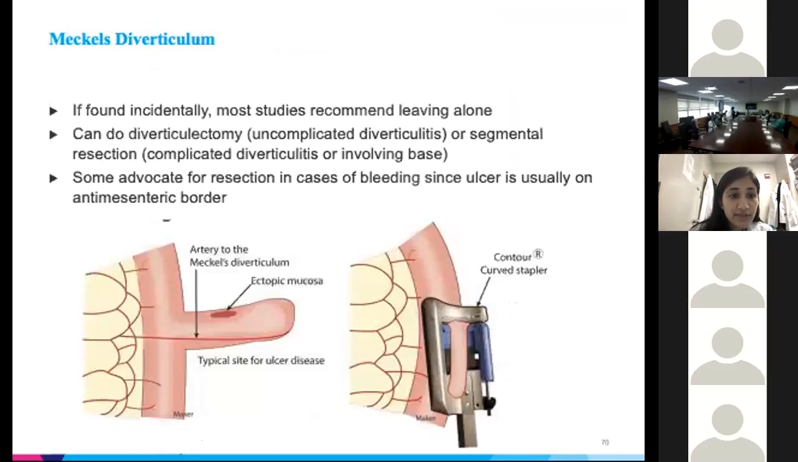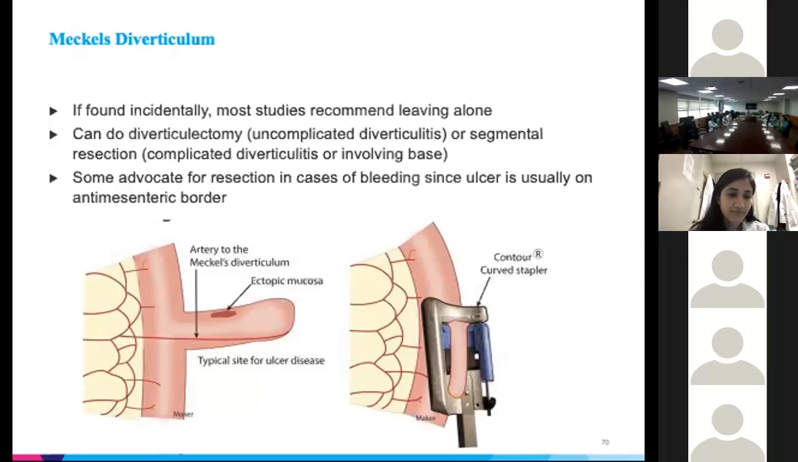And then in terms of treatment of Meckel's diverticulum, if found incidentally, most studies recommend leaving it alone. You can do a diverticulectomy for uncomplicated diverticulitis, or a segmental resection for complicated diverticulitis or diverticulitis involving the base. Most often, people will advocate for a segmental resection for bleeding because the ulcer that's causing the bleeding is usually on the anti-mesenteric border and not always included in the diverticulum.